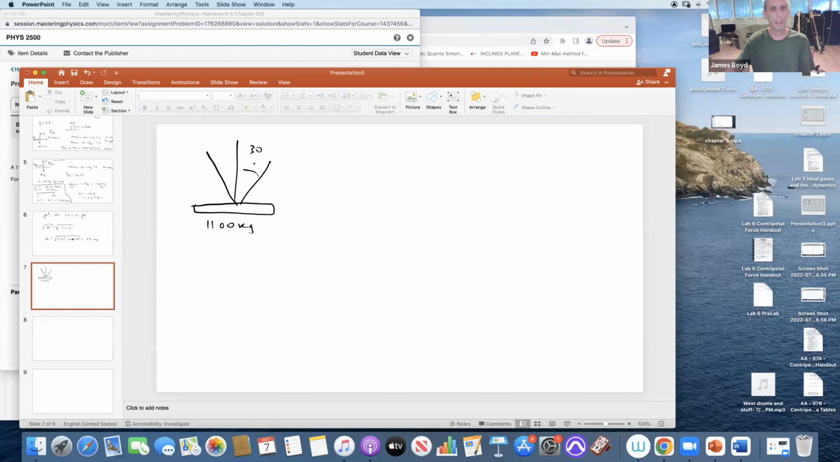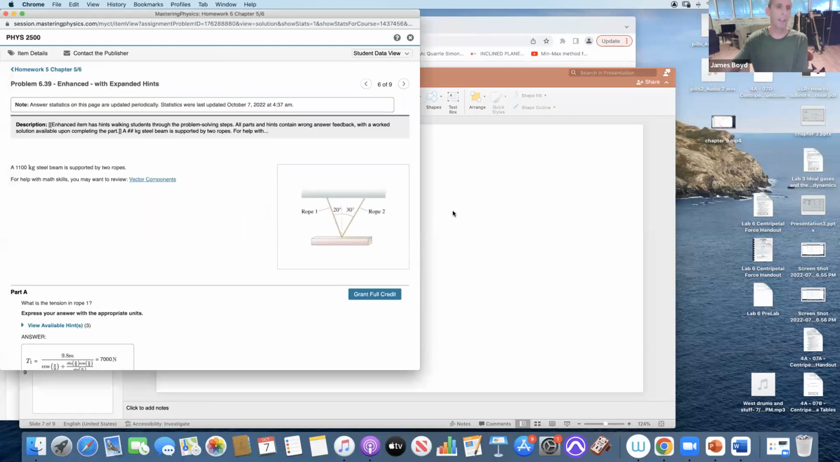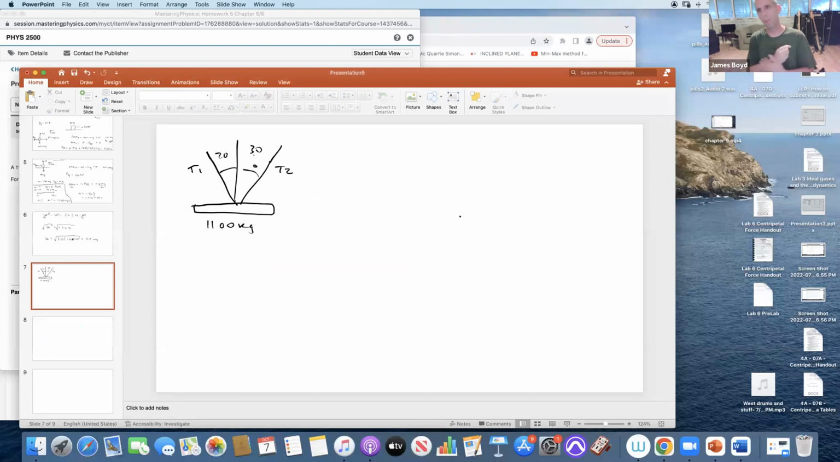This one's at 30 degrees from the vertical, and this one's at 20 degrees. And this is T1, this is T2. And we need to find T1. Now, you might be thinking to yourself, I don't know how to find this. Well, what we do know is if we draw a free body diagram and we break these up.